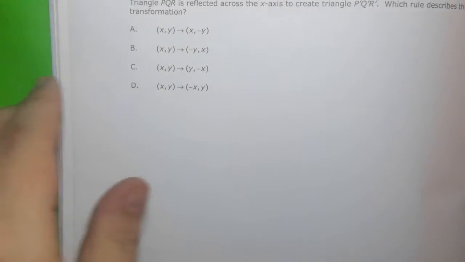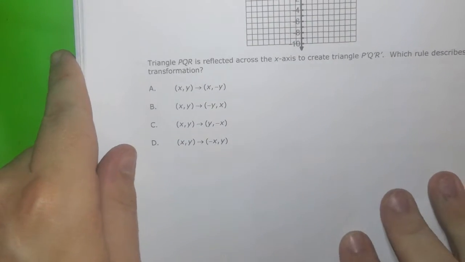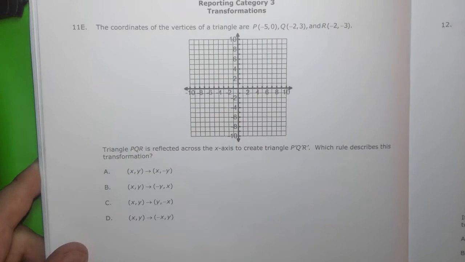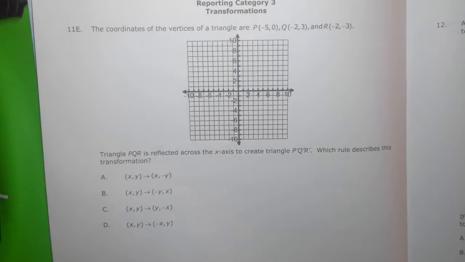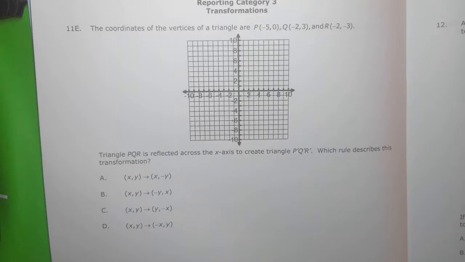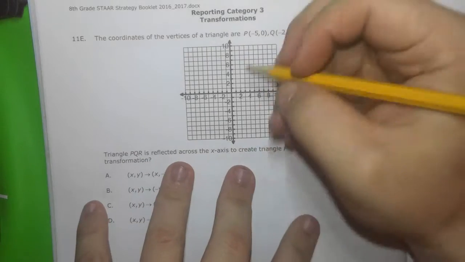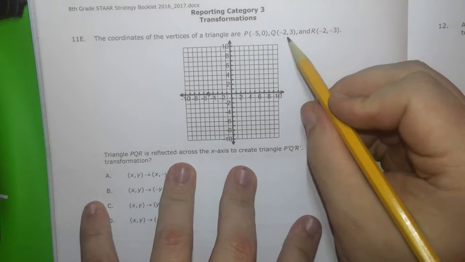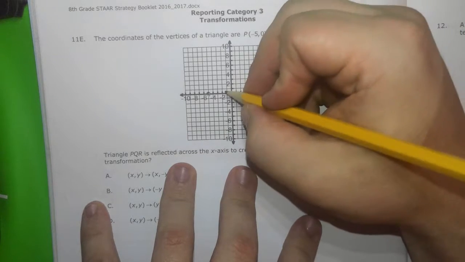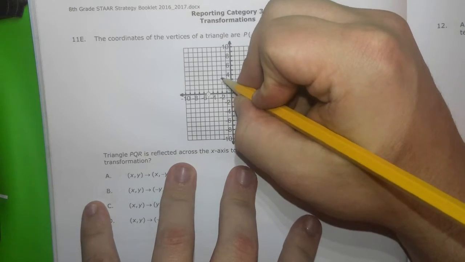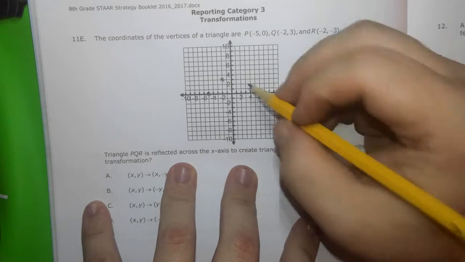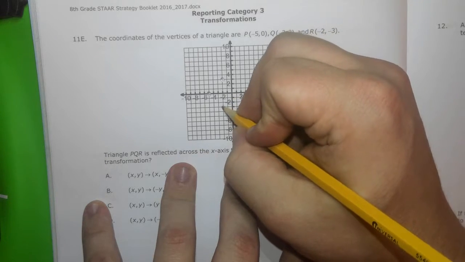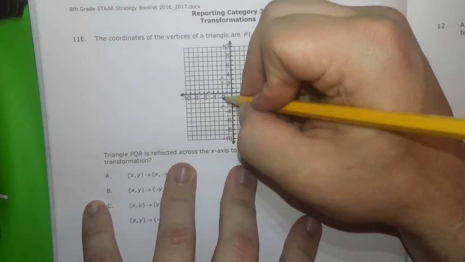Alright, so you've had a couple minutes to do problem 11D, and now we're going to do problem 11E. 11E is a little bit different. Okay, so we mostly just did rotations, and now we're going to do a reflection. It says the coordinates of vertices of a triangle are P, Q, and R. P is at negative 5, 0, so negative 5, 0 is right there. And then we have negative 2, 3, which is right there. I'm sorry, that was negative 2, yes, positive 3. Then we have negative 2, negative 3. Okay, so I've got this lovely triangle.